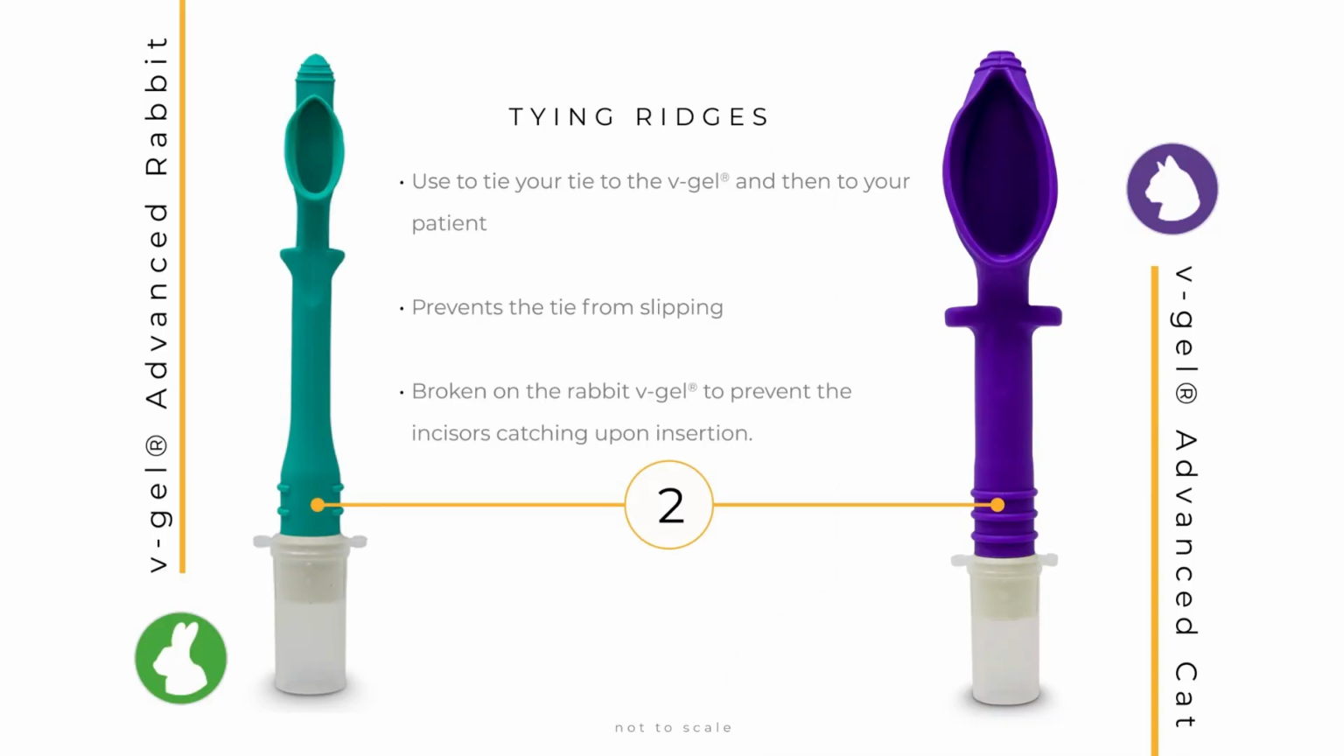Number 2. The ridges for tying the tie. You would use these ridges to aid you when you are securing your tie to the V-gel, as they prevent the tie from slipping. You will notice that on the rabbit V-gel, these ridges are broken to prevent them from catching the rabbit's incisors upon insertion. You would then secure the ends of the tie to your patient in much the same way as you would an ET tube.